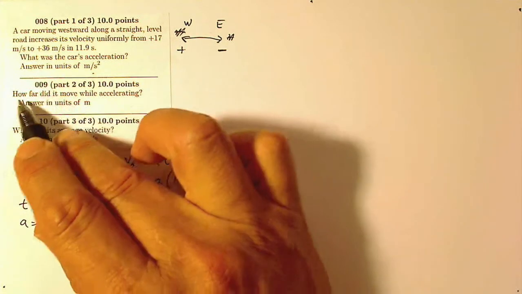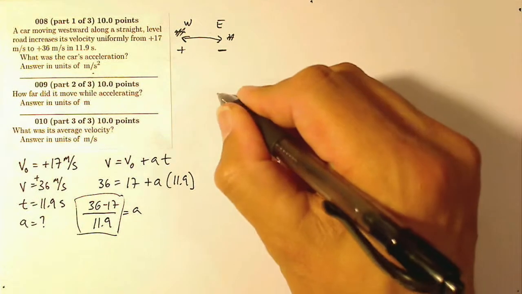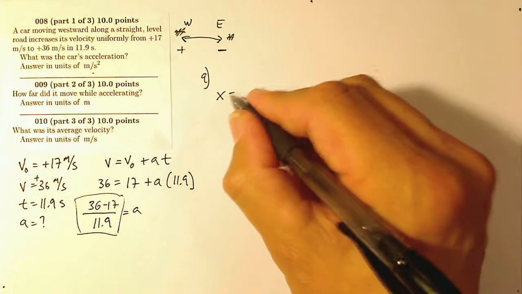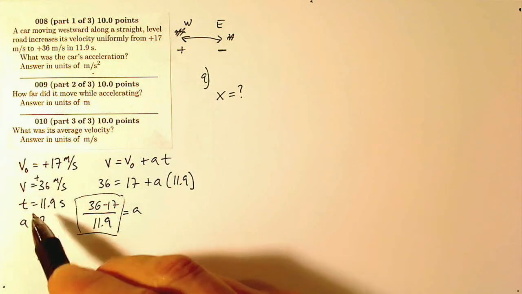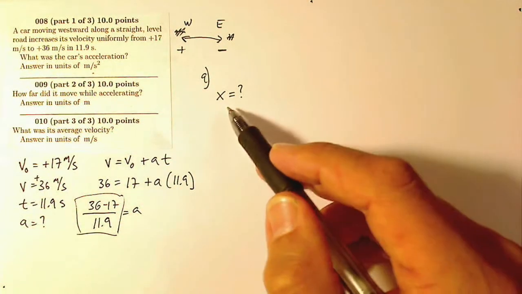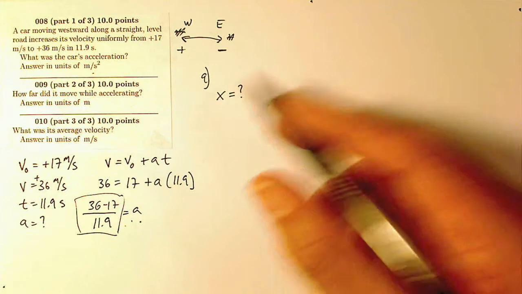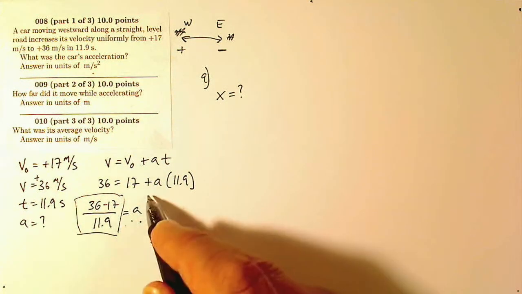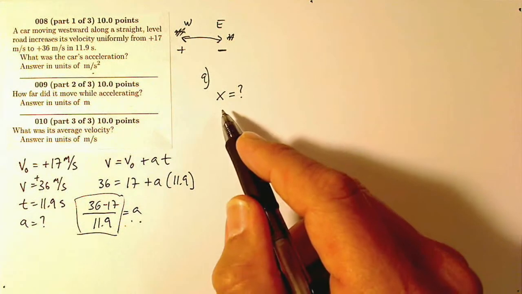Question number 9 asks, how far did it move while accelerating? Well, now I'm looking for my displacement. So for question number 9, it's asking for my displacement. I still have the same initial velocity and final velocity and time. Since I have acceleration, I could use any equation that has displacement in it, but just to be safe in case I did some weird math wrong, why don't I just stick with the one that doesn't have acceleration but has the other 4 variables?